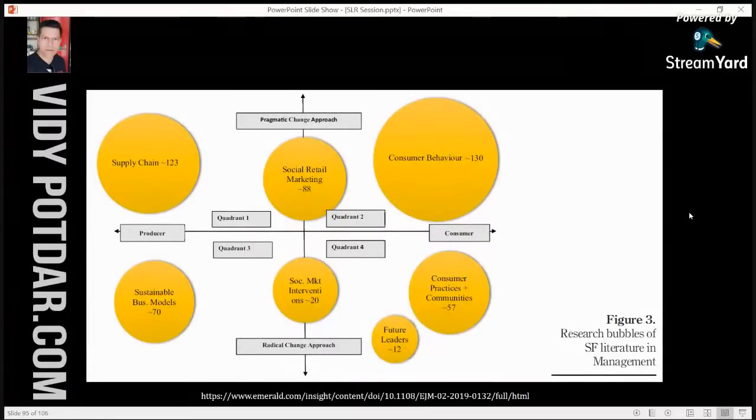This slide shows, I would say, a kind of knowledge map, not really a knowledge map, but a framework on how they have categorized the literature. And the size of the bubble reflects the number of papers. This is the biggest bubble, 130 papers. This is the smallest bubble, 12 papers. They have created a framework here to categorize the literature in different quadrants. So if it applies in your study or your research, you can follow something similar.